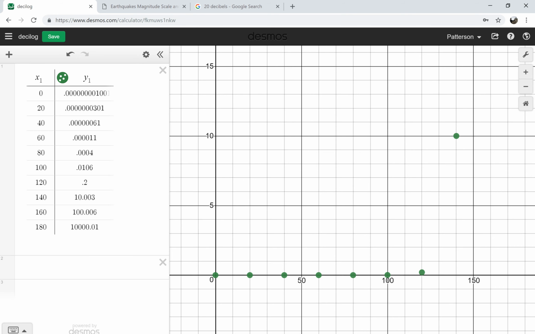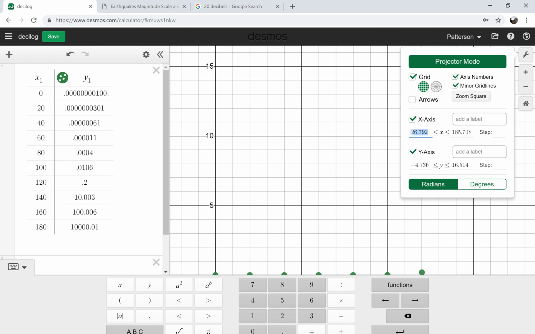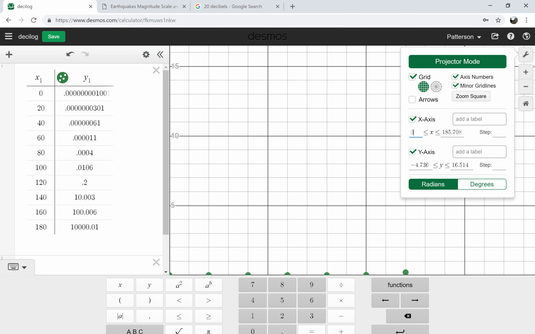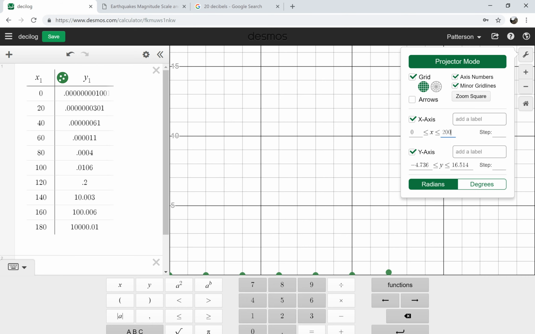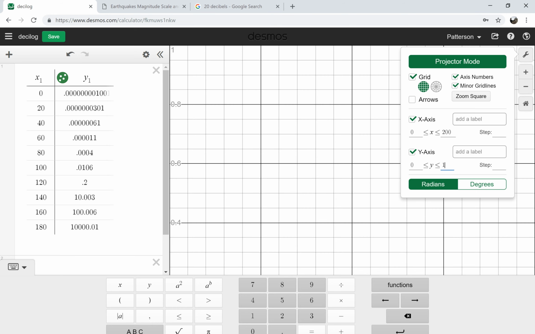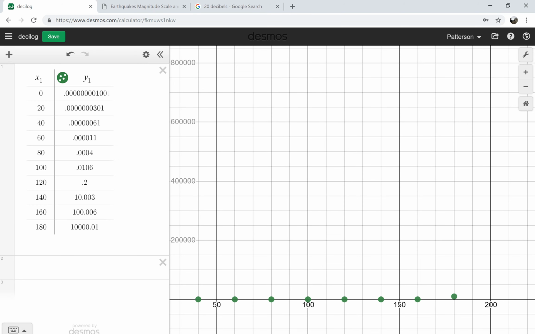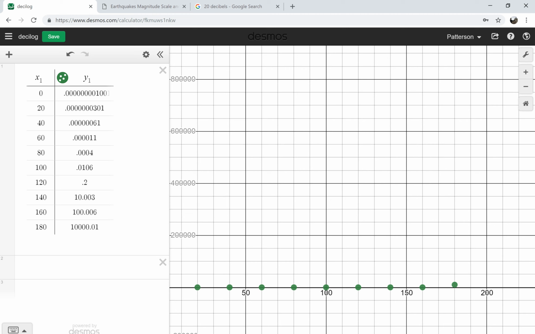Now, I had to make sure that my window was right, because you're probably not seeing things very well if you just use the standard window that it comes with. So I made my x-axis start at 0, and my x-axis ending point is 200. And my y-axis, I want to make 0. And my y-axis ending point, let's see, I've got a big number here. 1, 2, should be good enough. Okay, so let's see what we got. We've got that. Maybe I went just a tad bit too big.